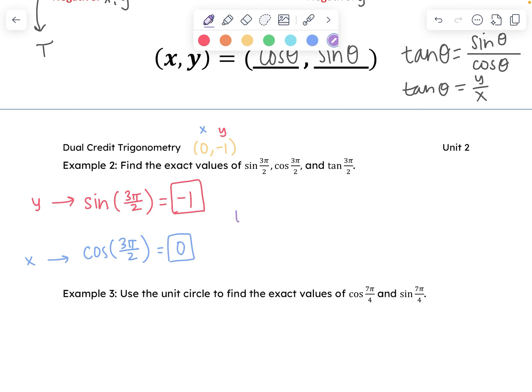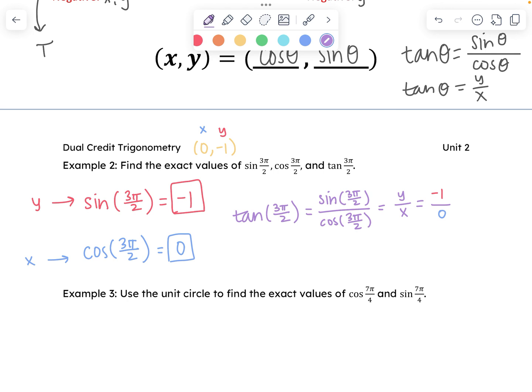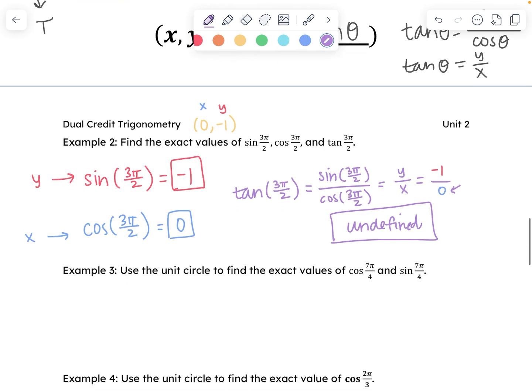Now, remember for tangent, we have to do a little bit more work. Tangent of 3 pi over 2 would be your sine of 3 pi over 2 over your cosine of 3 pi over 2, or your y value over your x value, which means it would be the -1 over the 0. Now, we can't divide by 0, so our tangent here is undefined. And there's our answers. Let's look at another one.